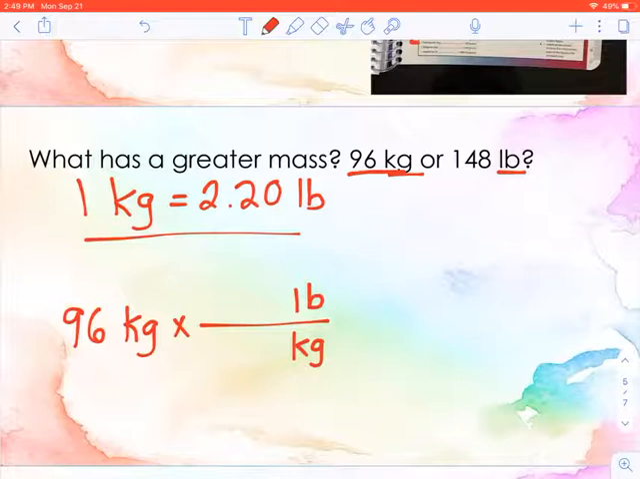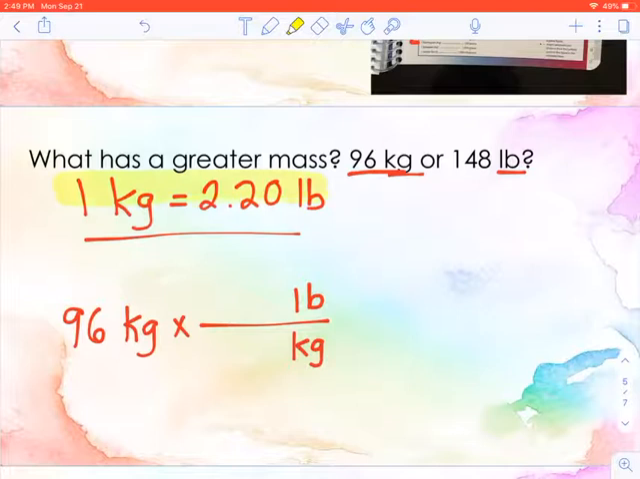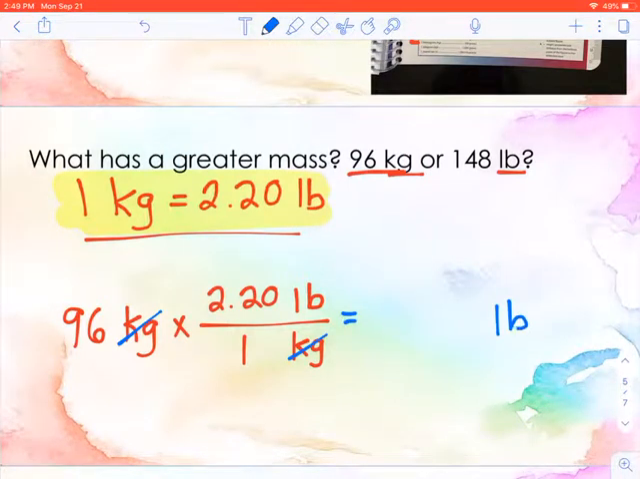And if we look back up at our unit conversion up here at the top, we can see 1 kilogram is 2.20 pounds. So 1 kilogram, 2.20 pounds. And so our kilograms cancel out, and the only unit that we'll be left with is pounds, or lb. And when the number is on the top, you multiply. So for example, we're going to do 96 times 2.20, and when the number's on the bottom, you divide, but it's 1, so you don't need to do that.